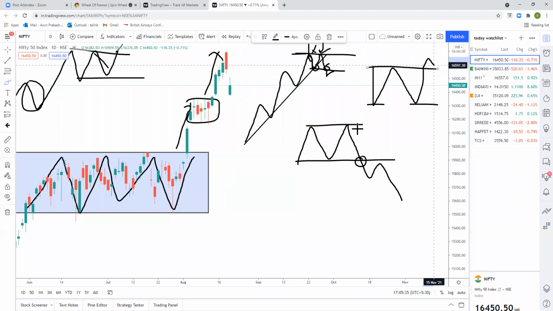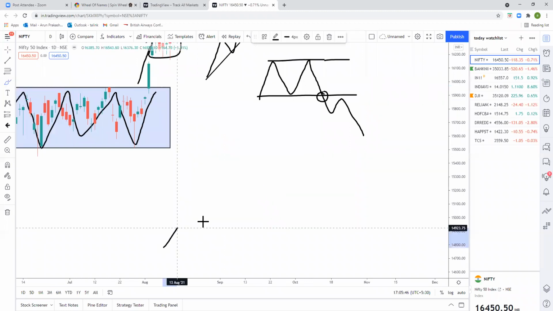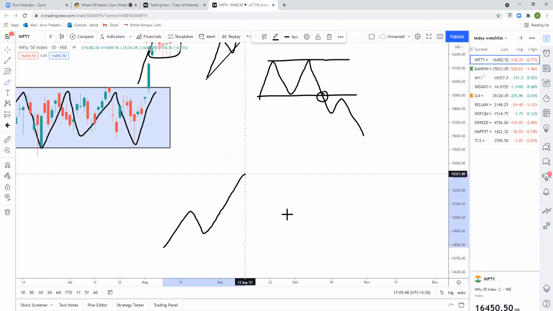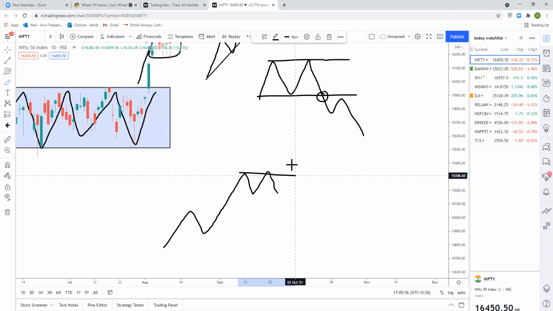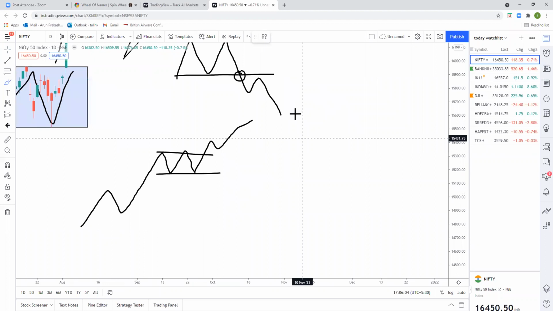Because this is an uptrend, can you call this a double top? No, definitely not, sir, because it can be a sideways range and it can go ahead and break out. Correct. This is where people make mistakes, and this is a downtrend.